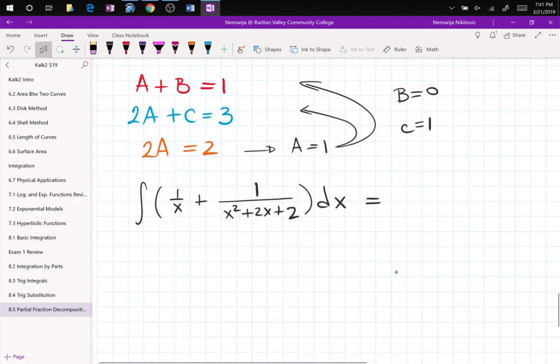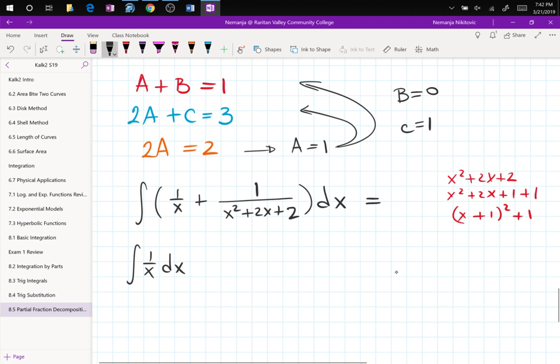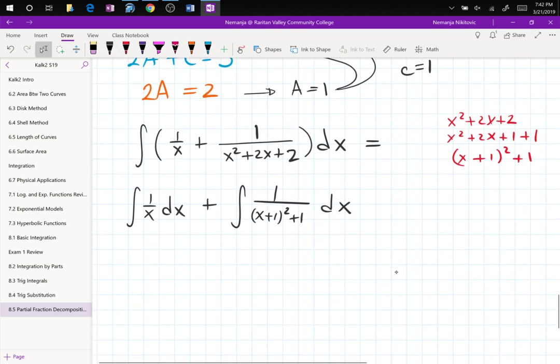All right, so it's time to do partial fraction decomposition. Over here we have x squared plus 2x plus 2, which is x squared plus 2x plus 1 plus 1, so x plus 1 squared plus 1. That was my completing the square. So now I have two integrals to worry about. Integral of 1 over x dx plus integral of 1 over x plus 1 squared plus 1 dx.